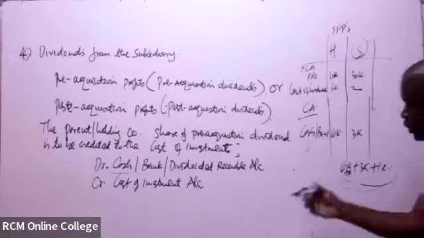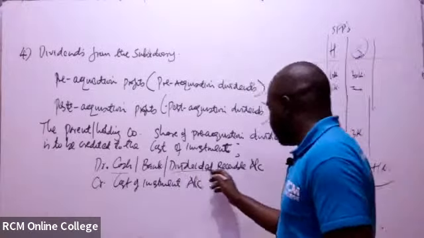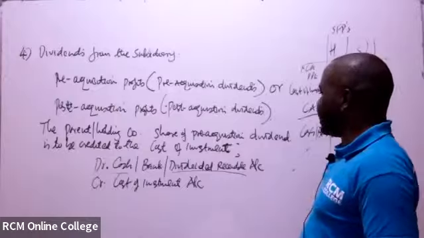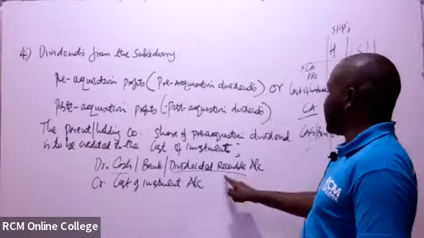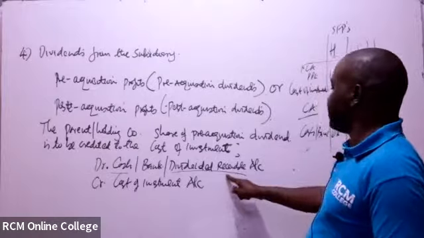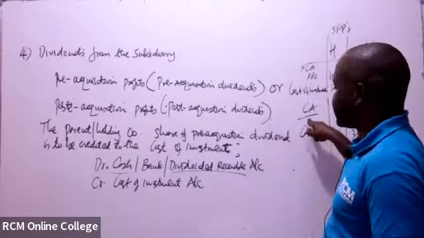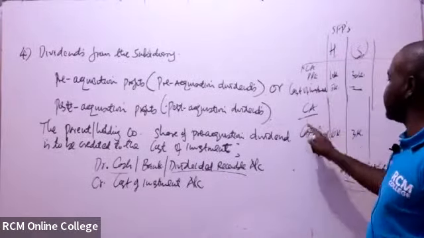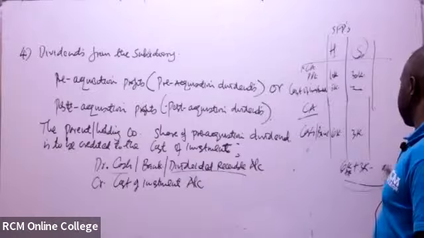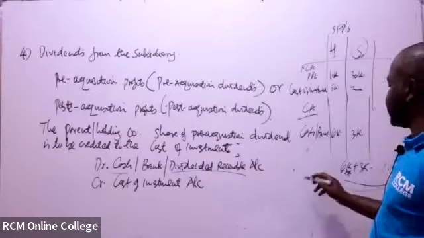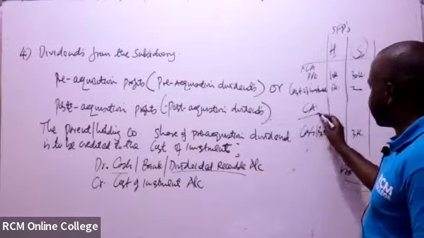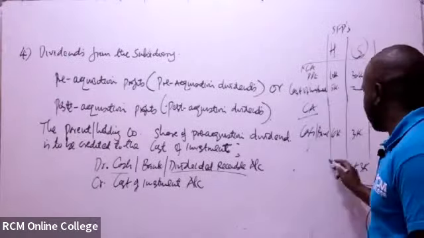But if it has not yet been paid, it can be a debt. So the subsidiary is yet to pay. It becomes a receivable, and still it appears as an asset. So in this case, you won't add it here, but you'll create another current asset. You call it dividend receivable. You put that 1K.